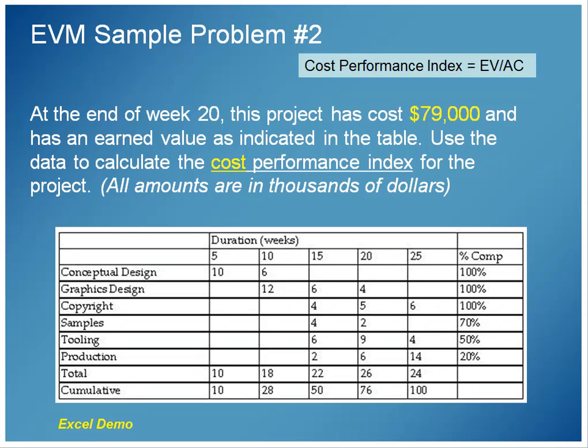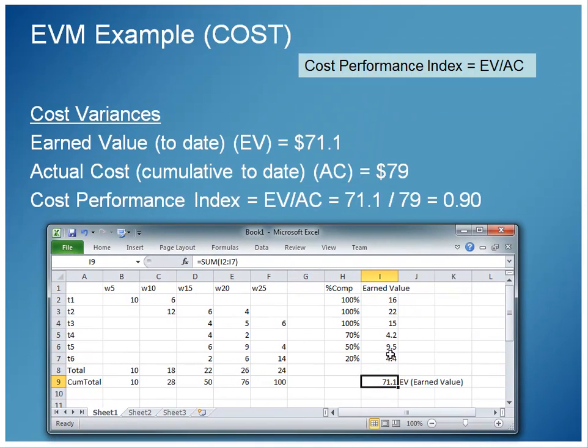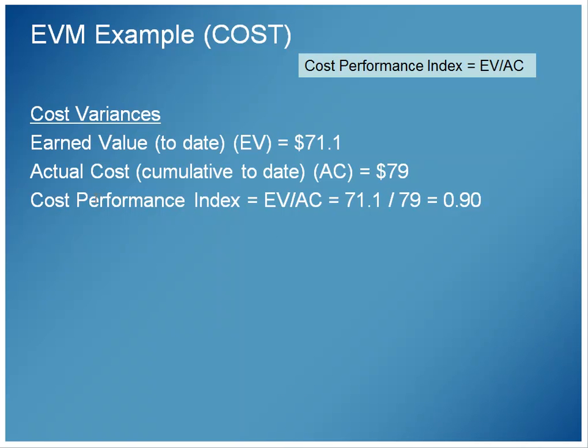So I know the AC and I know the EV, the earned value, because I just got through calculating 71.1 a second ago. So I can do my math here. I can plug this into Excel to confirm those numbers, because I don't, off the top of my head, know that calculation is correct, but I know the 71.1 is correct. We know that 79 was given to us as the actual cost cumulative to date, what we've done so far. So I'm going to say the EV, earned value, divided by the AC, the actual cost cumulative to date, that is going to be 0.9. And that is in fact what we see as our cost performance index, EV divided by AC.